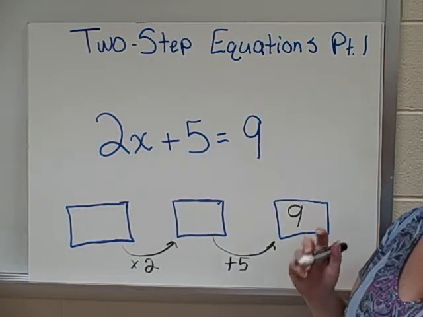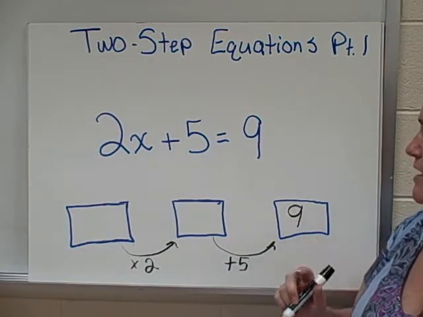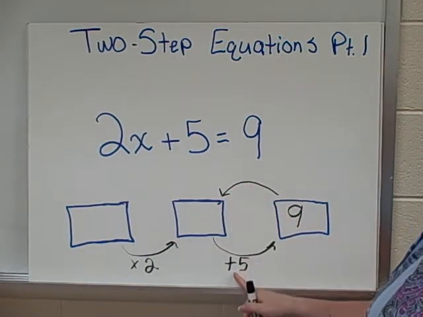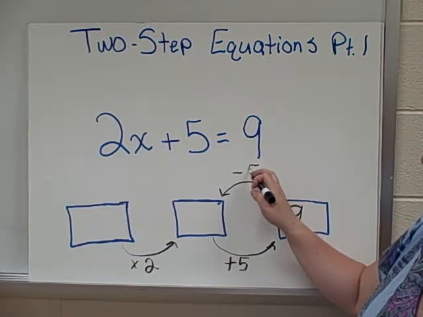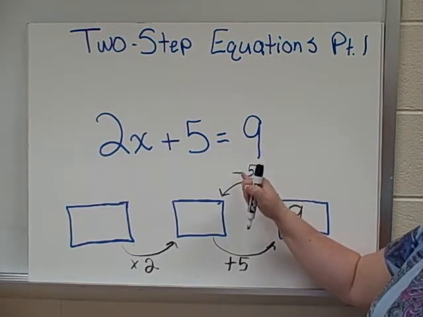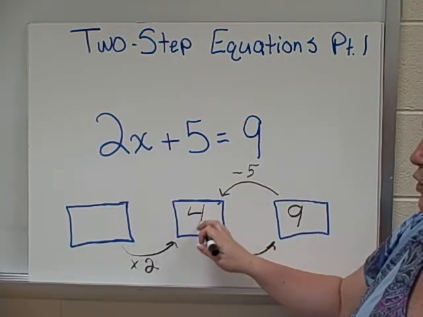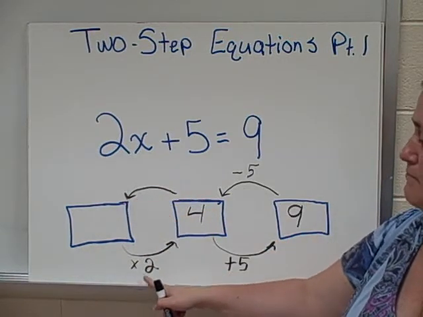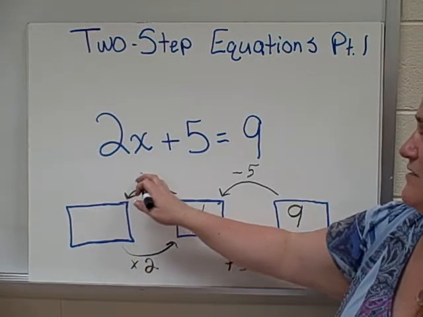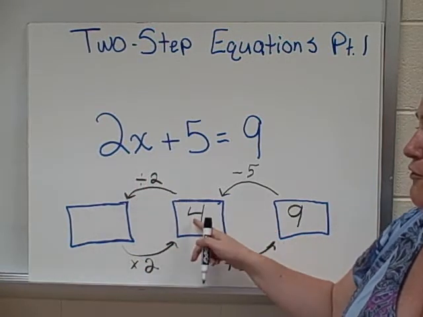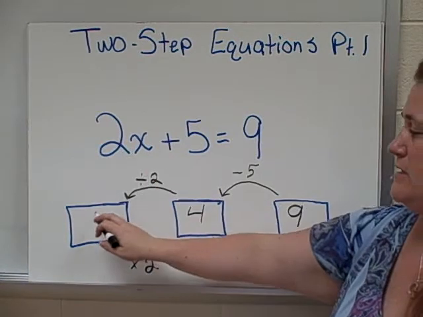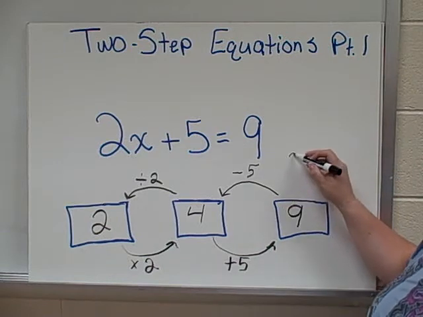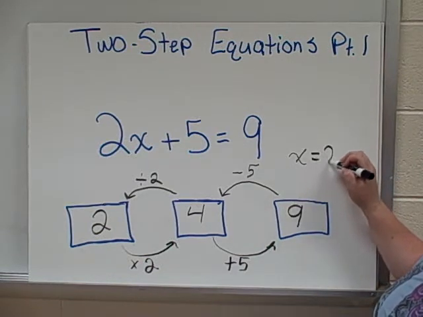So now, working backwards, using inverse operations, the inverse of adding 5 is subtracting 5. Well, 9 minus 5 gives me 4. The inverse of times 2 is dividing by 2. 4 divided by 2 is 2. So that means that x is equal to 2.